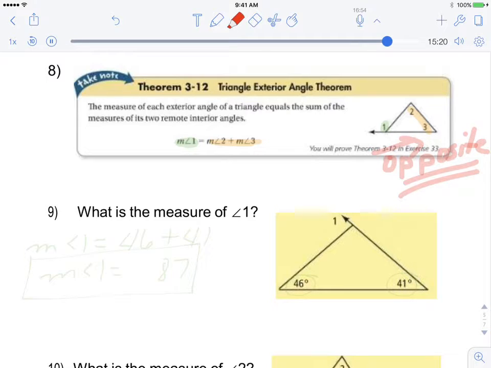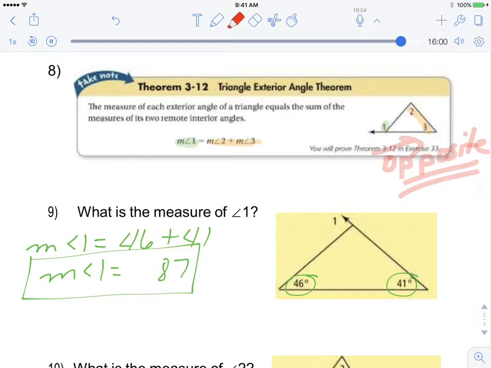So this is going to be pretty nice, and so we're going to be able to find some measures because of this. So I'll do the first one for you, and then I'm going to have you guys do the next ones on your own. And then you can see the answers. All right, so example 9, it says, what is the measure of angle 1? Well, we know that the measure of angle 1 is going to equal these two angles added together. So we're going to take 46 and 41. Well, 46 and 41, what is that? 87. So we have the measure of angle 1 equals 87. And we're done. Not too bad.